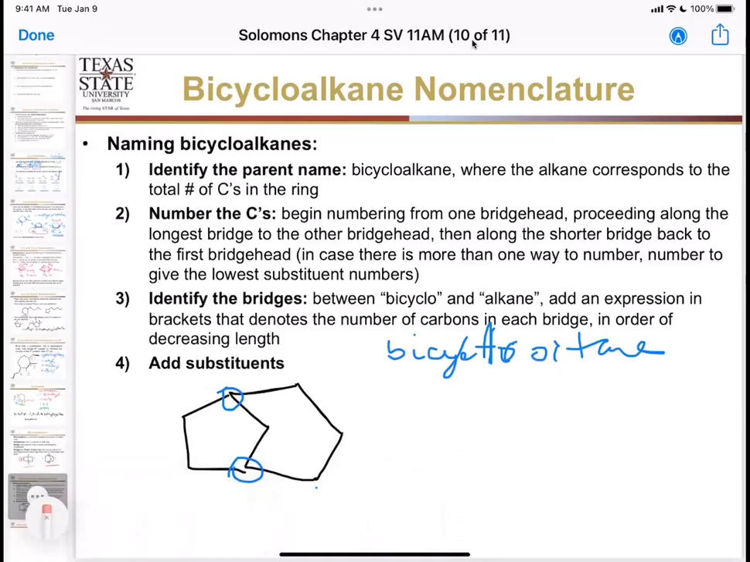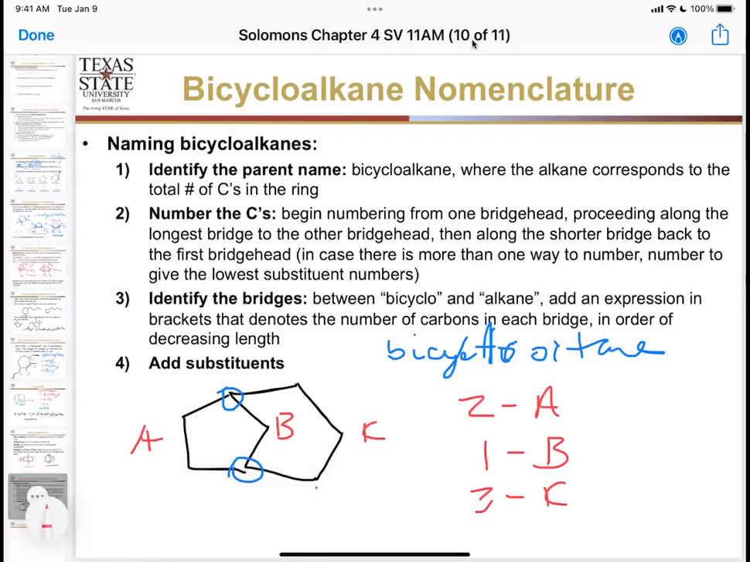Okay, what's the next rule? Identify the bridges. Since we've identified these as our bridgehead carbons, that means this is a bridge, this is a bridge, and this is a bridge, right? Because they are all attached to those bridgehead carbons and they are all unique. So that means our bridge A has 2 carbons in it. Our bridge B has 1 carbon in it. And our bridge C has 3 carbons in it. Do we see that?